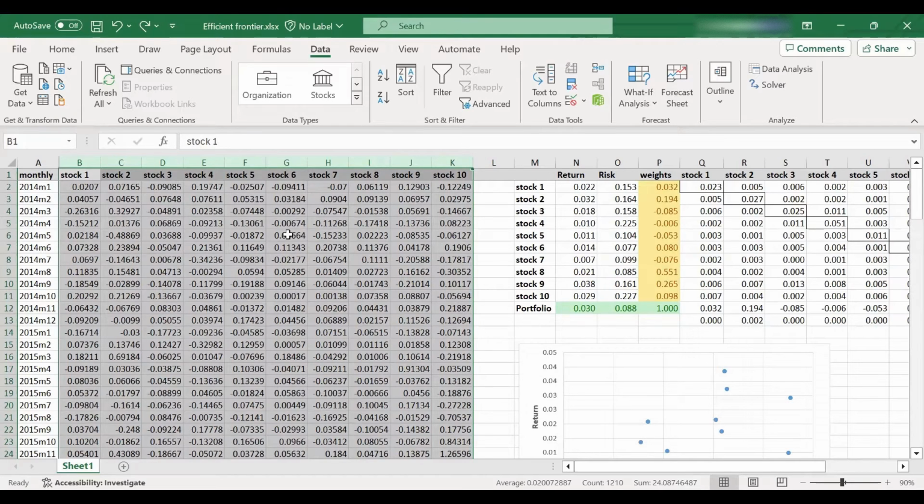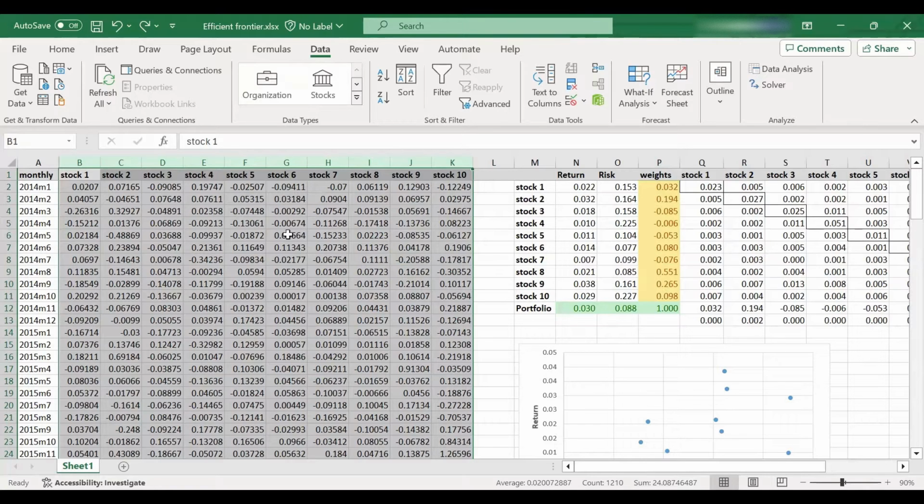And again, because these are realized returns or historical returns, essentially we are plotting the realized efficient frontier. But the approach would be again similar if you wanted a forecast of the efficient frontier based on expected returns.